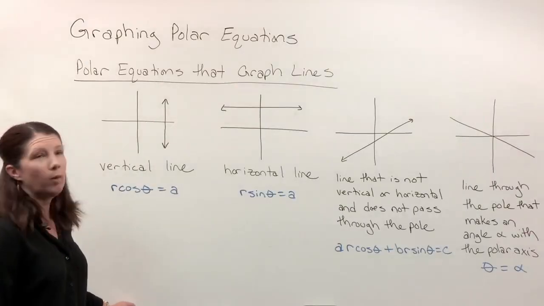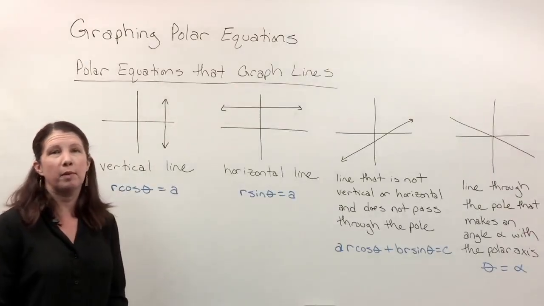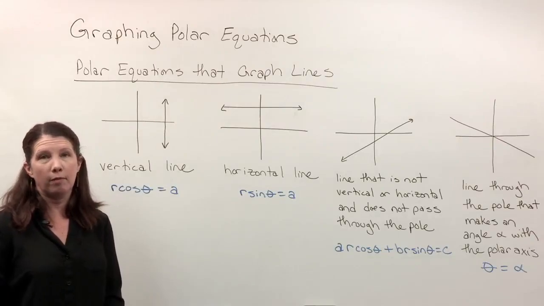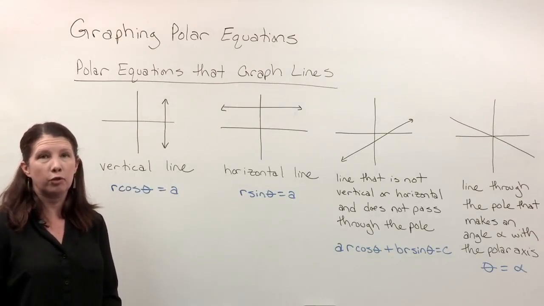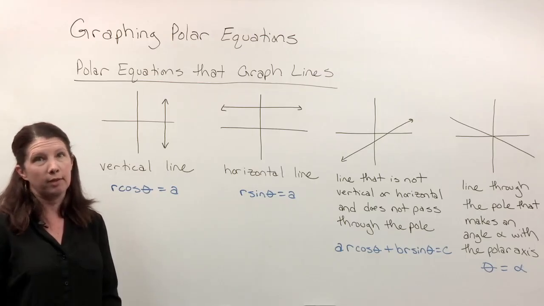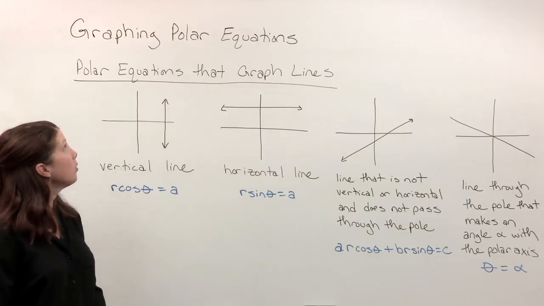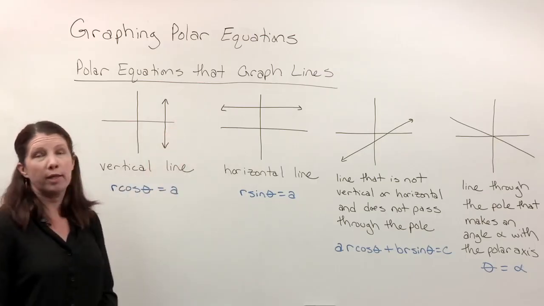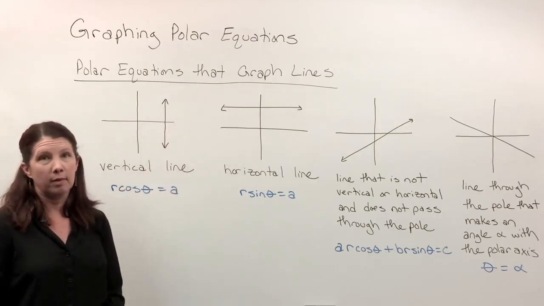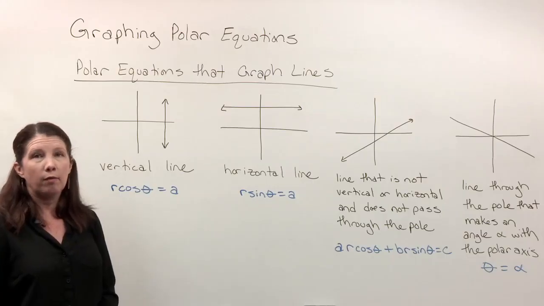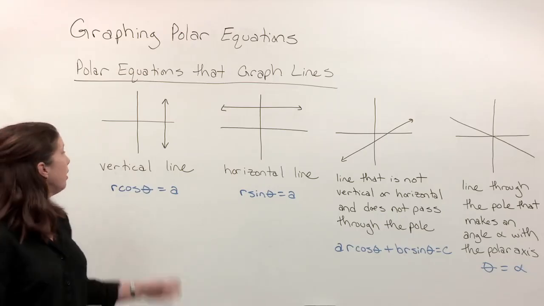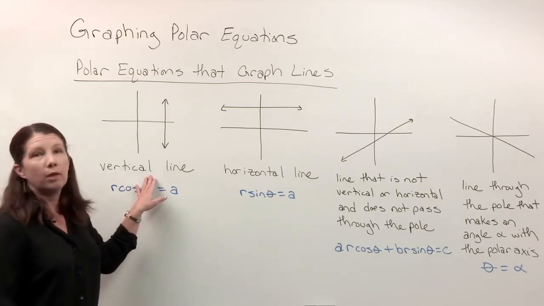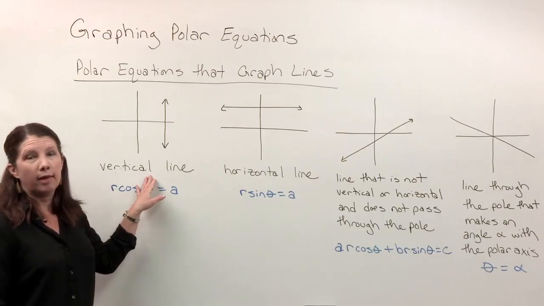To graph polar equations, it's first helpful to be able to identify the type of graph that will be formed by looking at the structure of the polar equation. The first group of graphs that we're going to examine are polar equations that graph lines. These will be written in one of 4 ways, depending on what type of line it graphs. The first example that we're going to look at is a vertical line.